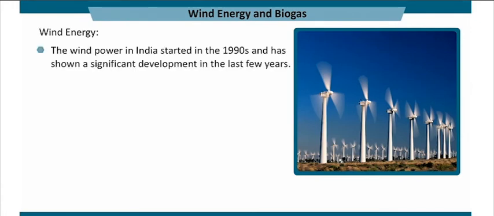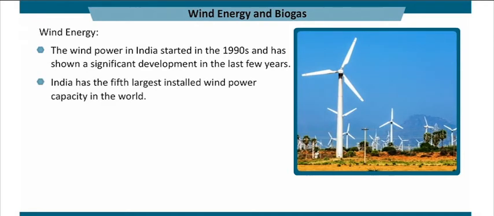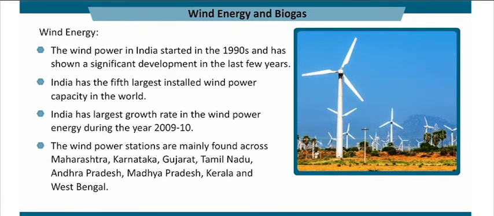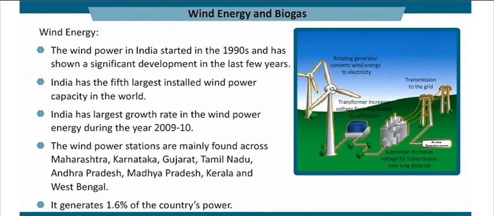Wind energy. Wind power in India started in the 1990s and has shown significant development in the last few years. India has the fifth largest installed wind power capacity in the world. India had the largest growth rate in wind power energy during the year 2009 to 2010. The wind power stations are mainly found across Maharashtra, Karnataka, Gujarat, Tamil Nadu, Andhra Pradesh, Madhya Pradesh, Kerala and West Bengal. It generates 1.6% of the country's power.